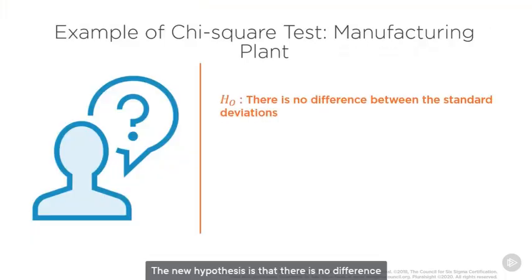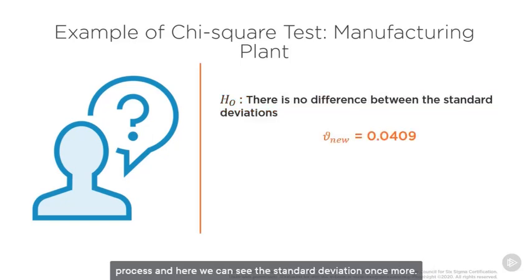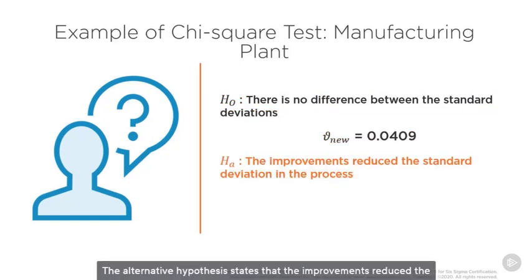The null hypothesis is that there is no difference between the standard deviations. The changes did nothing to statistically reduce the variation in the process. And here we can see the standard deviation once more. The alternative hypothesis states that the improvements reduce the standard deviation in the process. And here we have it.